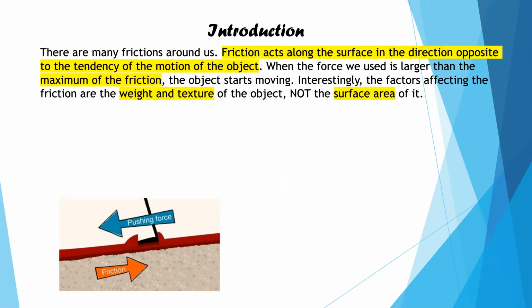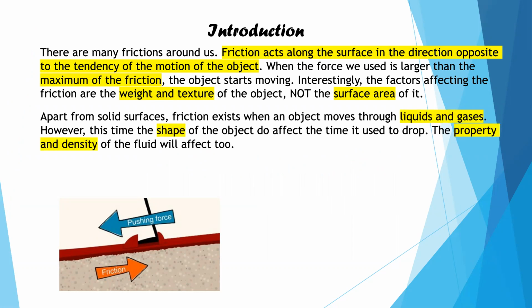Friction acts along the surface in the direction opposite to the tendency of the motion of the object. When the force we use is larger than the maximum of the friction, the object starts moving. Interestingly, the factors affecting the friction are the weight and the texture of the object, not the surface area of it. Apart from solid surfaces, friction exists when an object moves through liquids and gases.